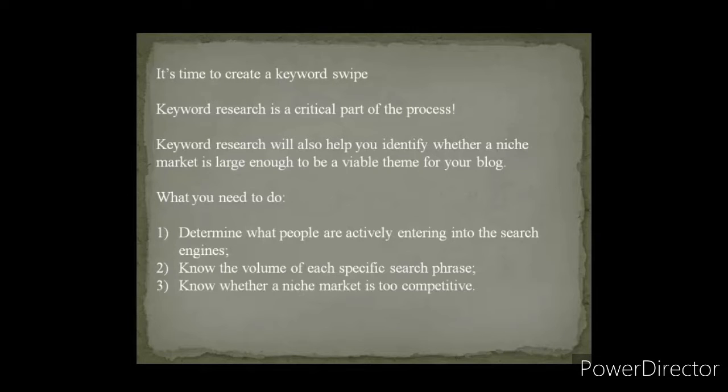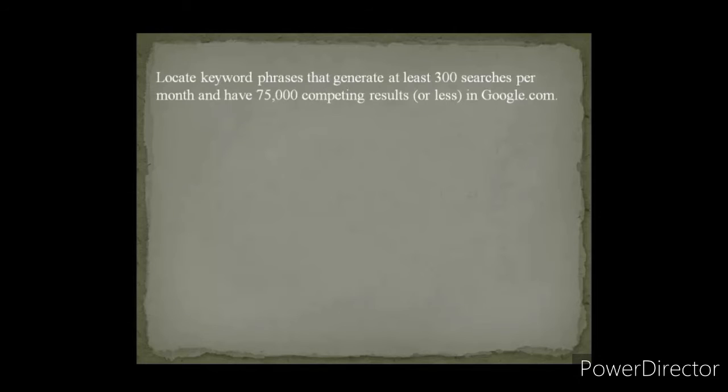And 3. You need to know whether a niche market is too competitive or if there is room for your website within the market. If you find that a topic is extremely competitive, ranking for specific keywords might be impossible. So while you want to get involved in a profitable, expansive market, you want to make sure that it isn't too competitive. A good rule of thumb when conducting research for possible keyword phrases that you can use on your site and within your marketing campaigns is to locate keyword phrases that generate at least 300 searches per month and have 75,000 competing results or less in Google.com.